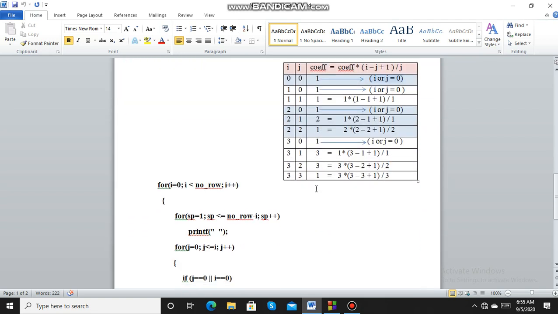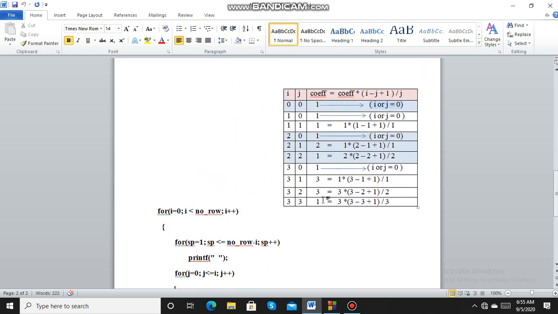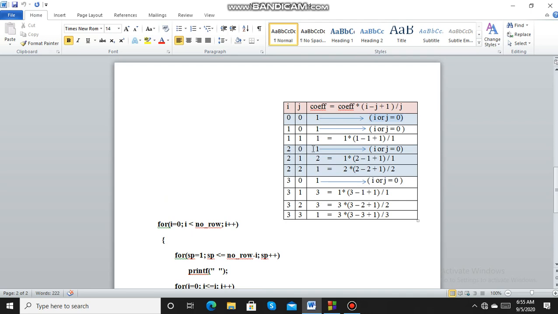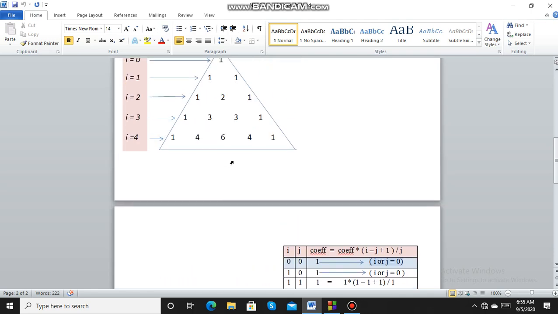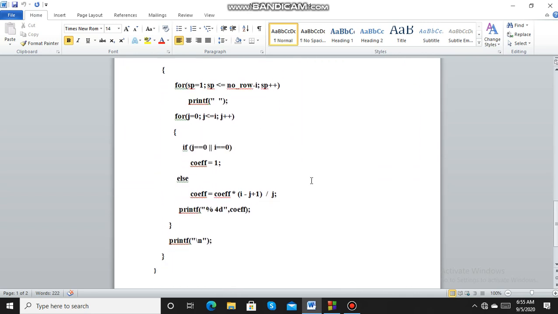i is 2 now and j is 0. i is 2, j is 0, the coefficient is 1. So 1 is printed. That means the coefficient 1 is this one that is printed now. So now the value of j becomes 1.